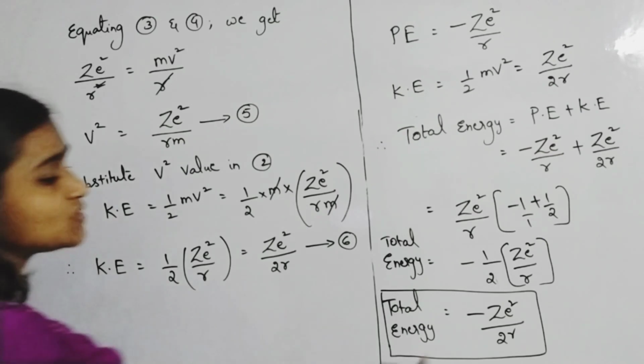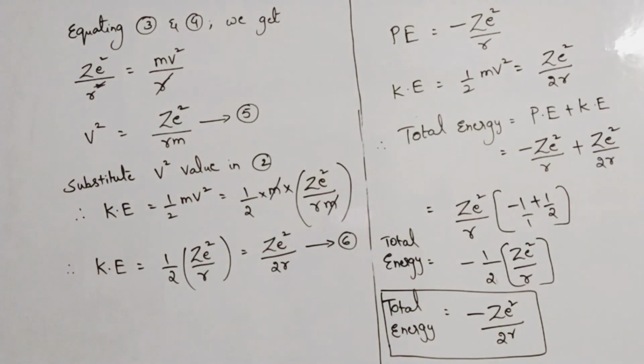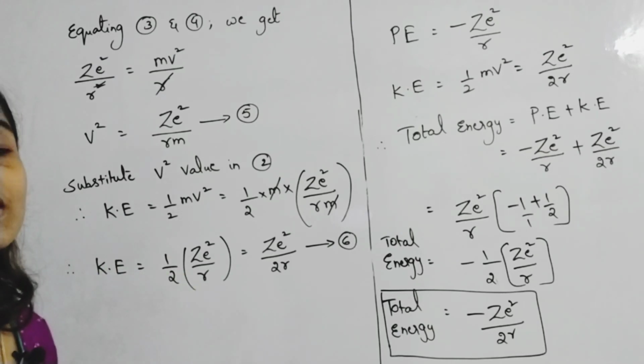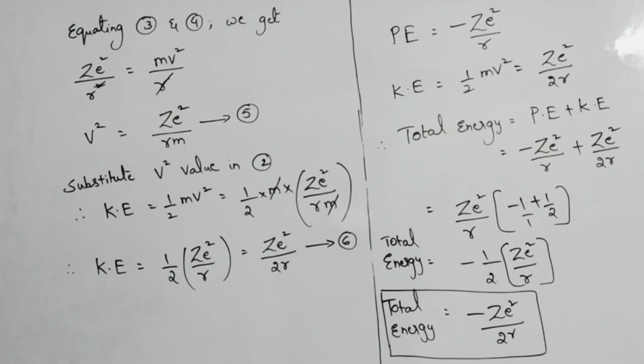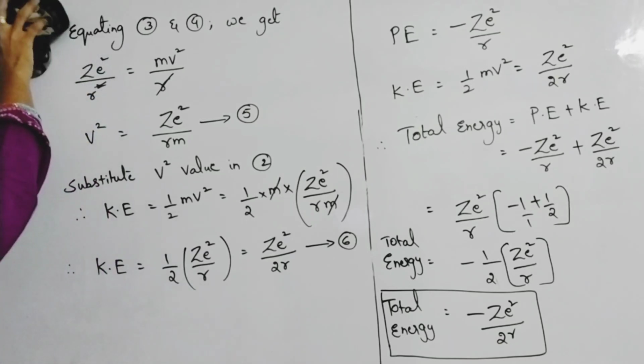Now, in place of this r, we know the value of r already. In the previous video we have learnt that the r value is n square h square by 4 pi square m e square Z. We know the radius of the orbit, so in place of this r we are going to substitute the value of r. I am rubbing this one. I request all of you to please pause the video and note down all these expressions, or else repeat the video once again, and then write the expressions, so that it will be understood by you.